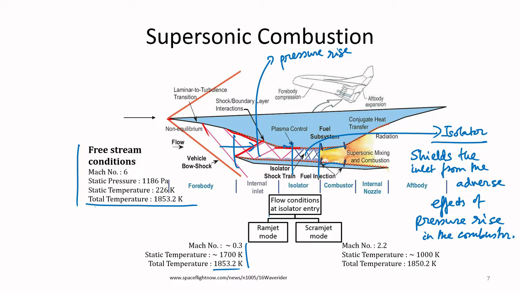Whereas in the scramjet mode you can have a Mach number which is supersonic, so the Mach number is 2.2, and the static temperature is now good, about 1000 Kelvin, whereas the total temperature can be reduced because of the boundary layer bleed, etc. But it of course remains close to the same. So now these are the typical numbers.